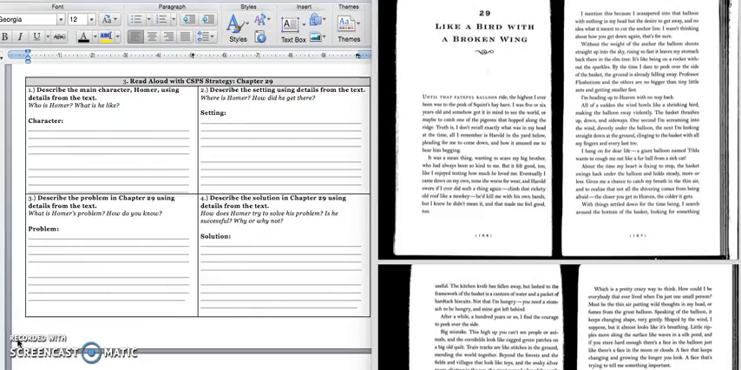So we're using our CSPS strategy to keep track of our thinking while we read the first part of chapter 29. So open your book to chapter 29, Like a Bird with a Broken Wing. That title is a hint that there's going to be a lot of figurative language. Even the title is part of a simile. All right, and I want you to follow along as I read out loud. Remember, we're collecting evidence for who is Homer, what is he like, where is Homer, how did he get there, what is Homer's problem, and how does he try to solve it.